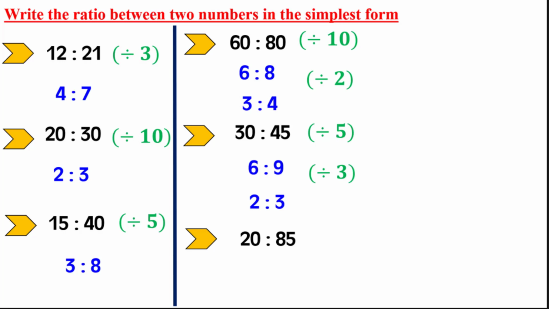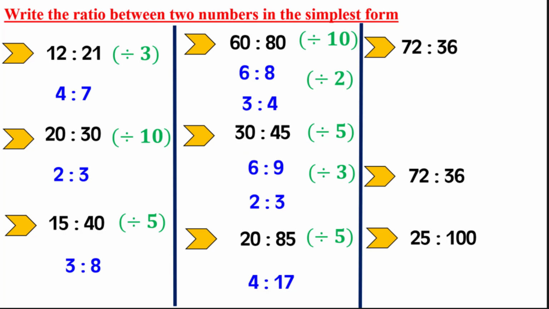20 to 85, the last digit is 0 or 5, so the two numbers are divisible by 5. 20 divided by 5, it will be 4, and 85 divided by 5, it will be 17.